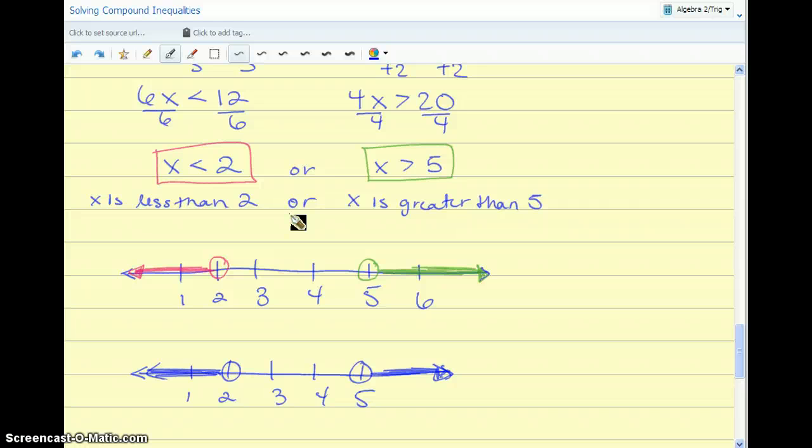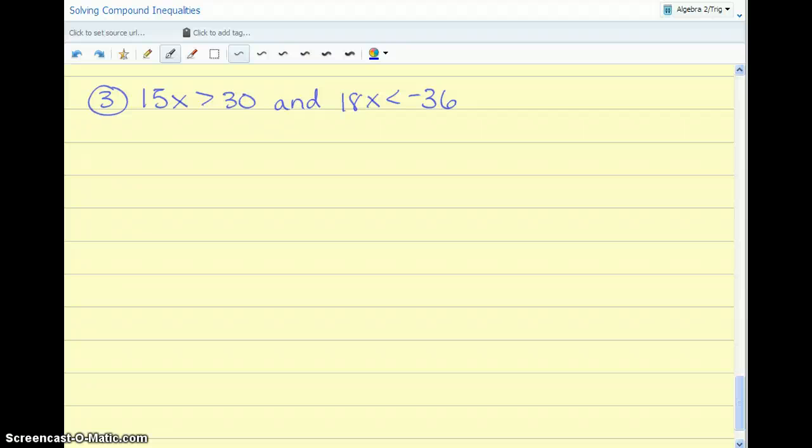Okay, so those are 2 examples. I'm going to do one more example. So my third example is an and problem. And again means that we're looking for the intersection. So we're going to solve each of these.